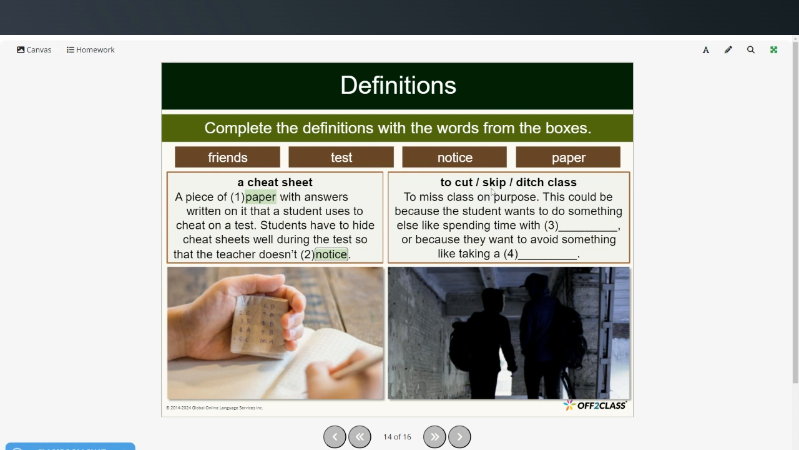To cut, skip, or ditch class. To miss class on purpose. This could be because the student wants to do something else, like spending time with friends, or because they want to avoid something like taking a test.